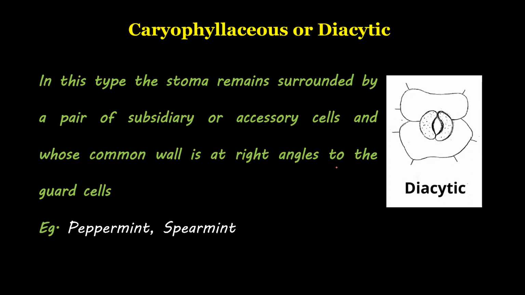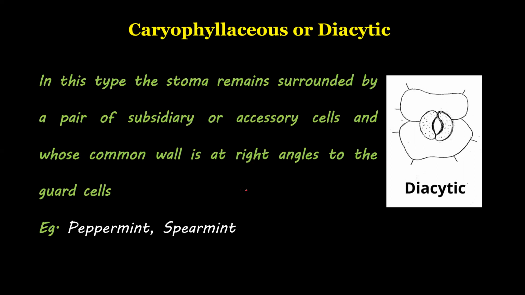Now we come to the next type, which is diacytic type or caryophyllaceous type. Okay, this is just like the parasitic stomata. These kinds also have 2 subsidiary cells, like that only. The difference lies in their position. In the previous one, you see they are parallel. Now look at this. In this type, the stoma remains surrounded by a pair of subsidiary cells whose common wall is at right angles to the guard cells.